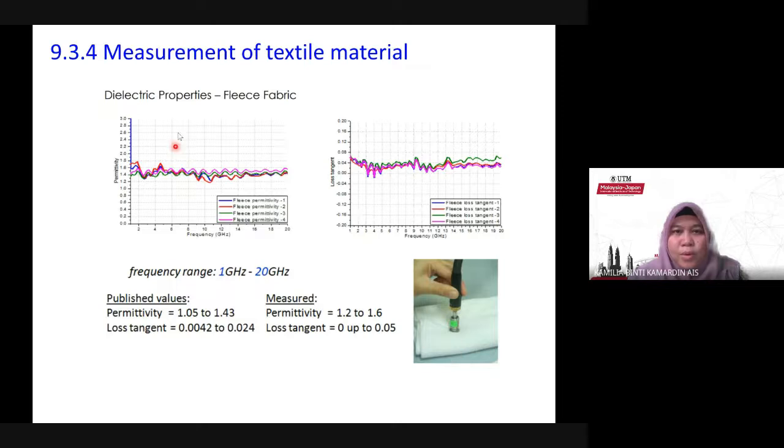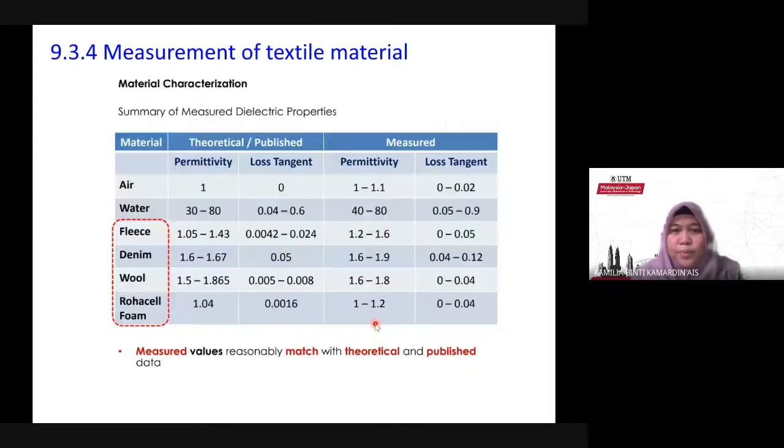We can also measure the textile material using this dielectric probe, and any other material, for example your own substrate. Maybe you build your own substrate and you want to do this, you can do that as well. So for example, this fleece, we measured it and it's around 1.2 to 1.6 permittivity with the loss tangent 0 up to 0.05. Okay, so this is for textile material.